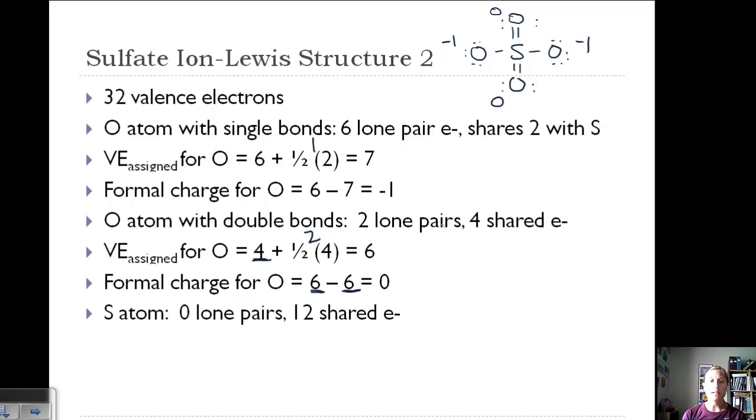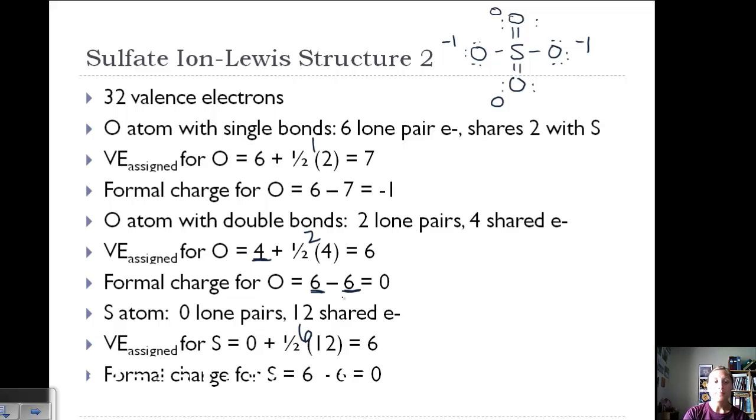And then if we look at the sulfur, it again has no lone pairs, but this time it's got 1, 2, 3, 4, 5, 6 bonds or 12 shared electrons. And so the assigned for this one is 0 lone pairs plus 1/2 times 12, or that's 6 bonds, so it gives us 6. And so then we can calculate the formal charge for sulfur. Here's the free valence electrons, here's the assigned valence electrons, and that gives us a formal charge of 0 as well.